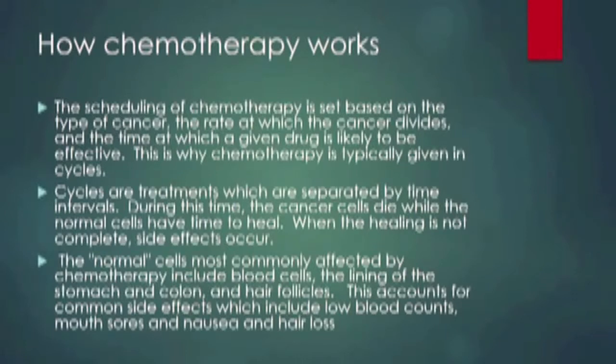When the healing of the normal cells is not complete, side effects occur. The normal cells most commonly affected by chemotherapy include blood cells, the lining of the stomach and the colon, and hair follicles. This accounts for some of the common side effects of chemotherapy, including low blood counts, mouth sores, nausea, and hair loss.